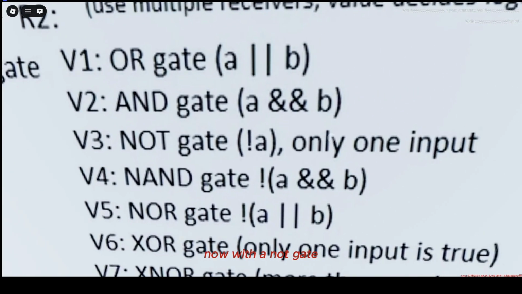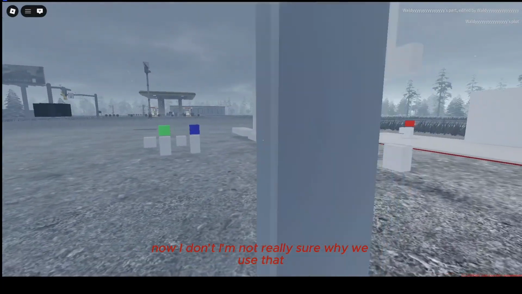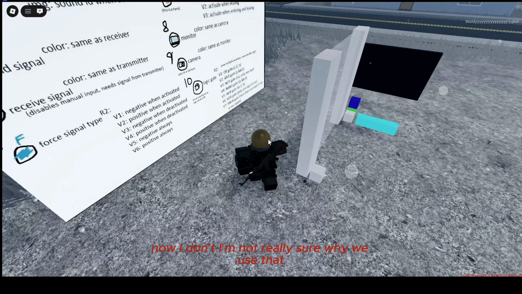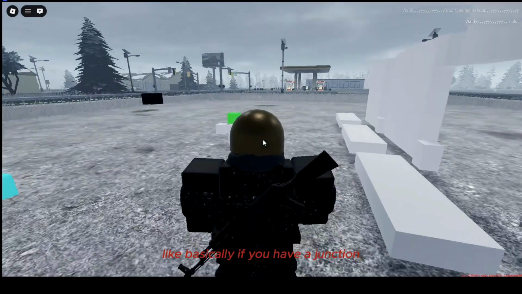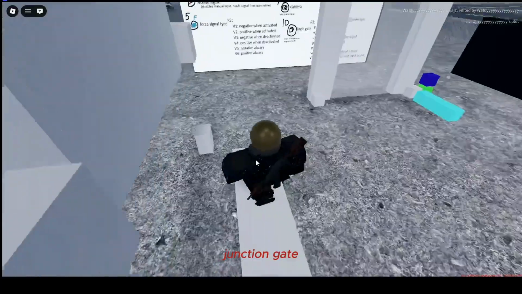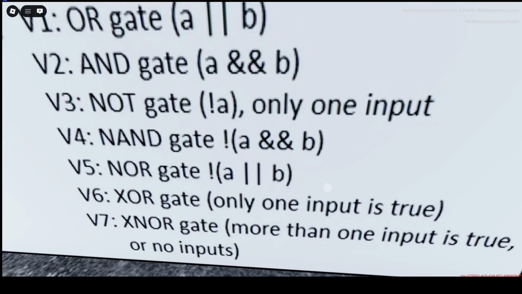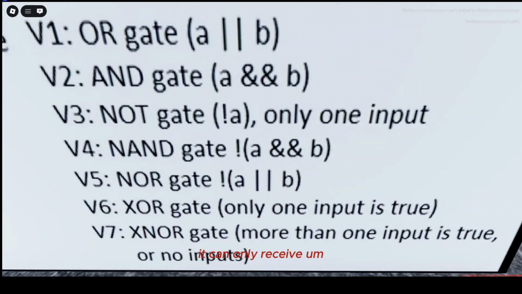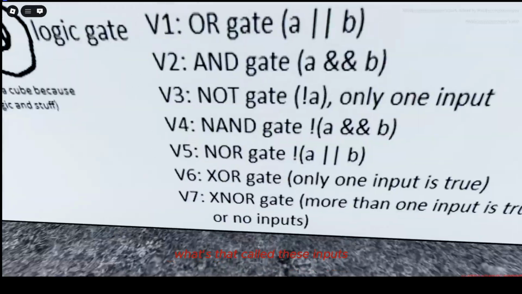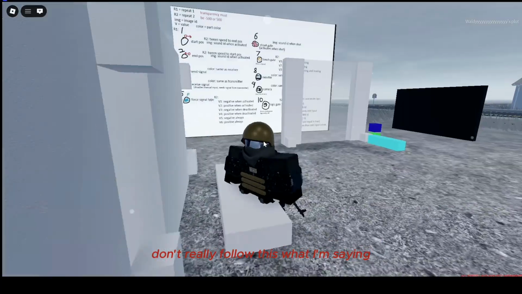Now with a NOT gate, basically it can only receive one input. Now I'm not really sure why we use that, but you could use that if you have a junction gate, if you make yourself your own junction. And an AND gate, it can only receive, what's that called, these inputs. I'm not really sure. Don't really follow what I'm saying, but yes.